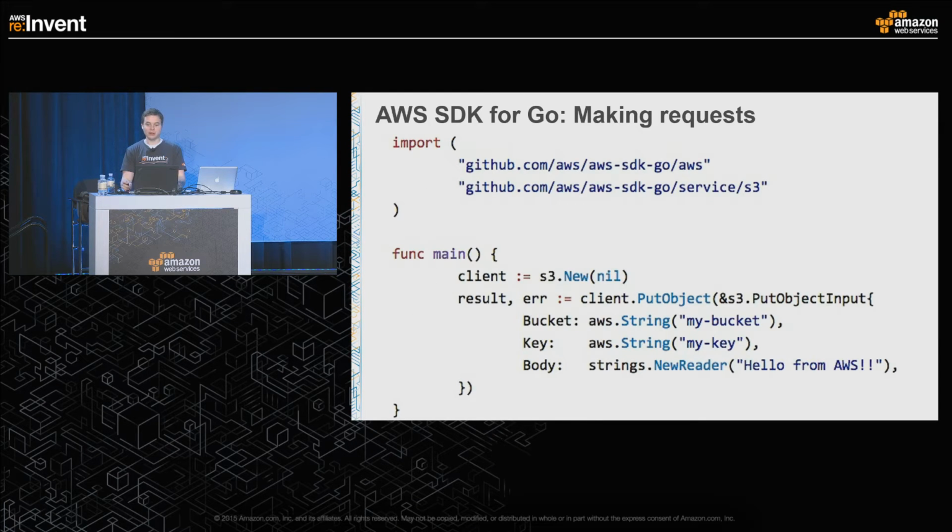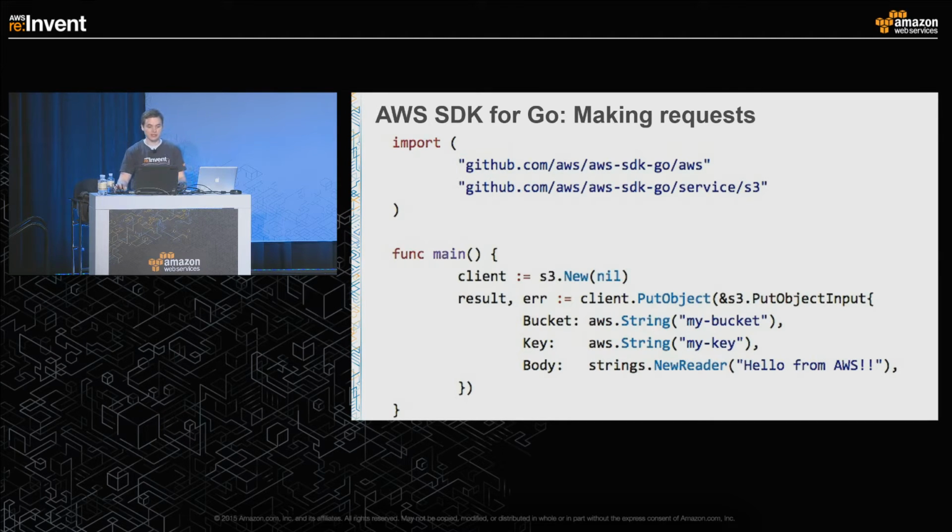All right, now that we know how to configure the SDK, let's take a look at how we can actually create a service client and send an API request to a service. So in this example, we are going to create an Amazon S3 service client and upload a file to a bucket using a PutObject operation.